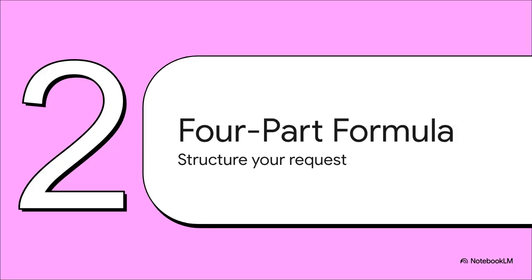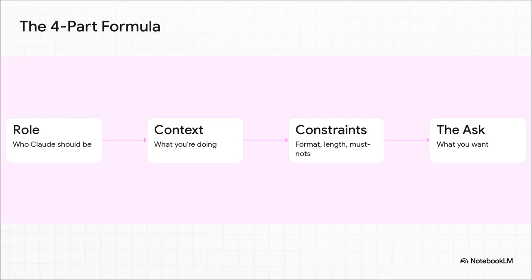Moving right along to section 2, the 4-part prompt formula. So how do we fix this? To turn that cold start into a highly useful one, you want to follow this exact 4-part order. First, assign a role. Tell Claude exactly who it should act as. Second, provide the context. Explain what you're doing so it understands the bigger picture. Third, set strict constraints. This one is vital. Tell it the format, the length, and the must-nots, the stuff it should absolutely avoid doing at all costs. And finally, deliver your ask, precisely what you want it to output. Remember that sequence: role, context, constraints, ask.